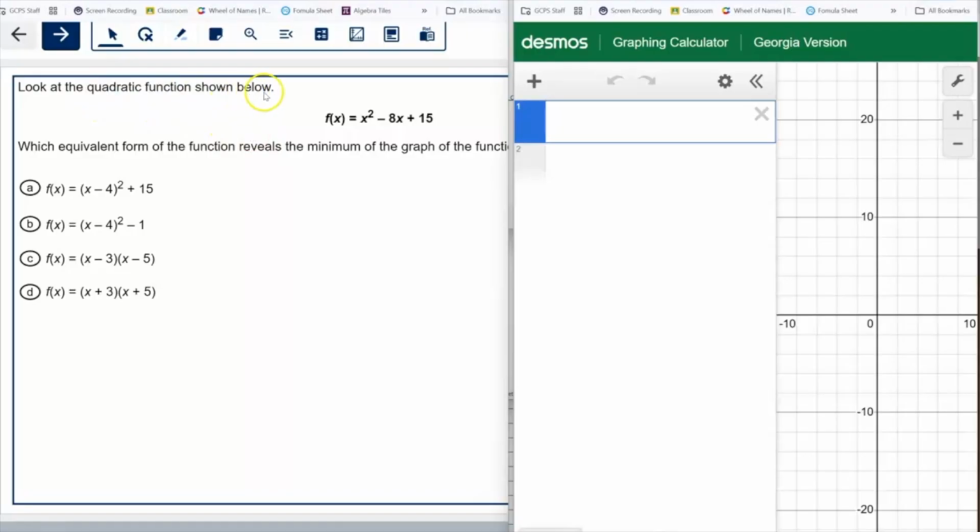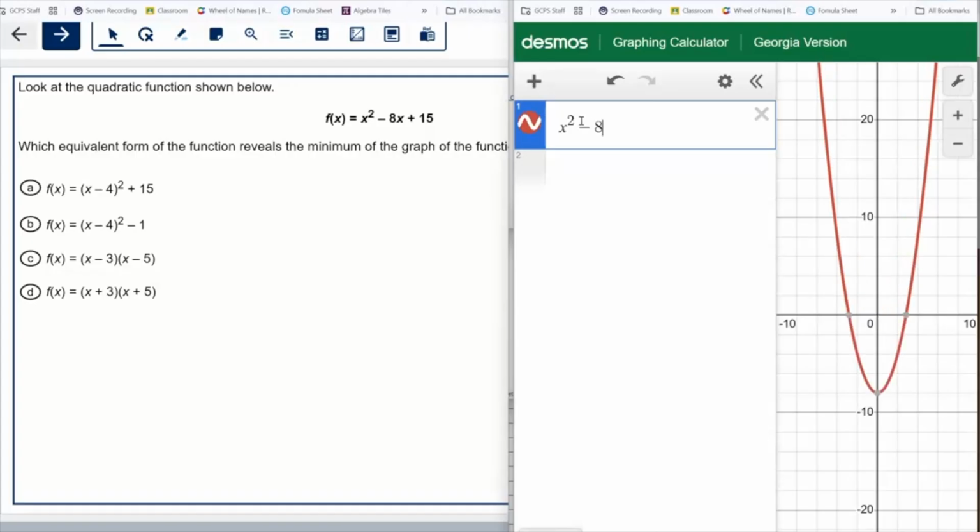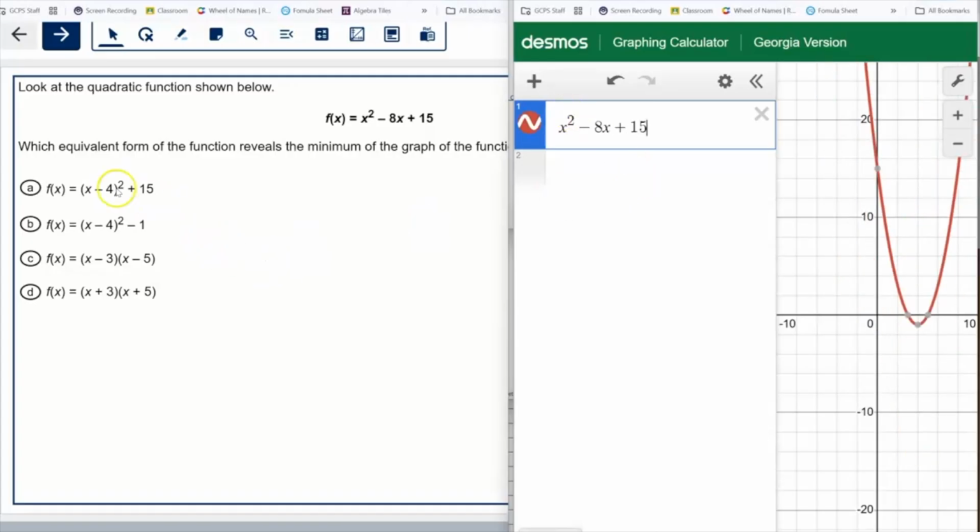So look at the quadratic function below. This is what we have. What is the equivalent form, which means this matches this. So as soon as I hear what is the equivalent form, I'm going to go ahead and type it in. Just to make this a little shorter, I'm not going to type in f of x just to save time. So whichever one matches this perfectly is our answer. So I'll start by typing the first one.